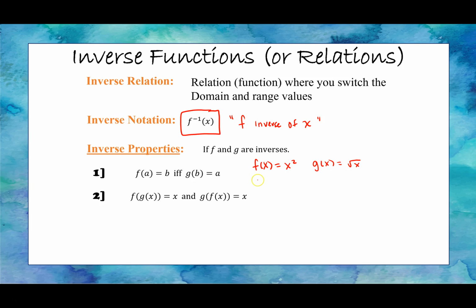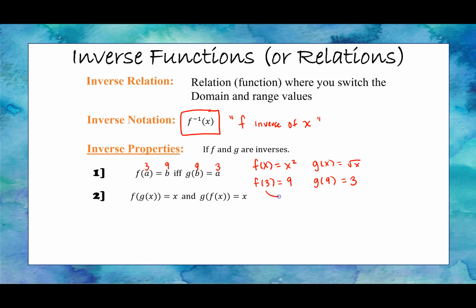Let's go ahead and find f of 3. Well, f of 3 means take 3 and plug it in here. That's 3 squared is 9. So that's saying f of 3 is equal to 9. This is saying that I should be able to plug 9 into my inverse function and get 3. Is that true? If I do g of 9, do I get 3? Well, what's the square root of 9? That is 3. So in other words, an inverse function undoes itself.